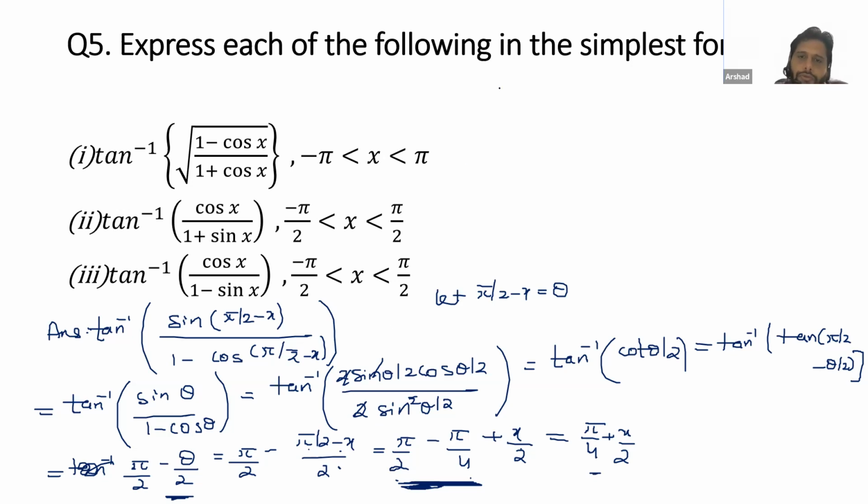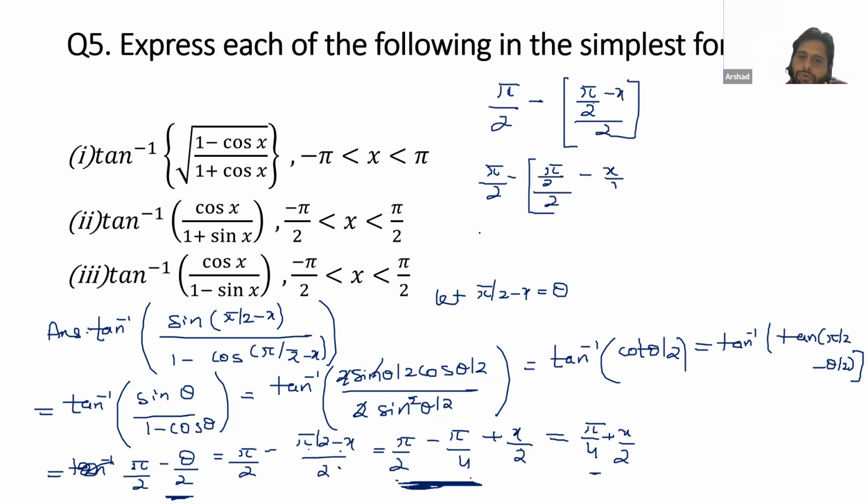Okay, sir. So here we have pi by 2 minus x. What we will do is separate it. I will write again minus x by 2. So here you will get pi by 2. Open this bracket, and you will get pi by 2 by 2 minus x by 2. So here you will get pi by 4 minus x by 2. Is it fine, Abdul?